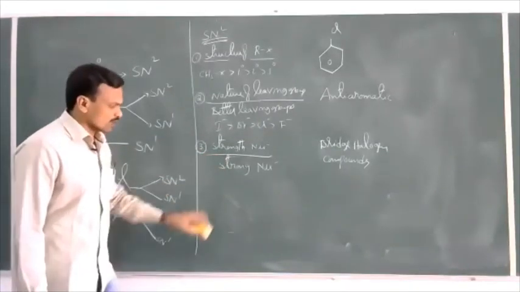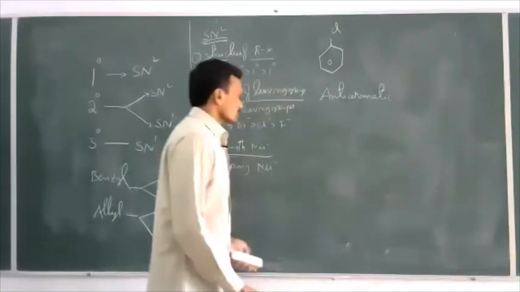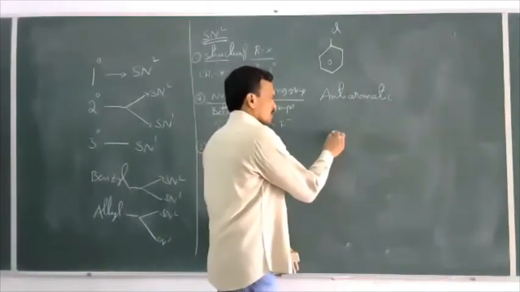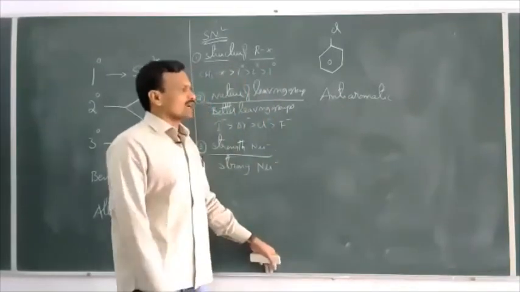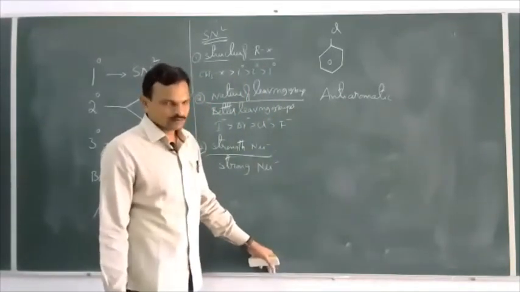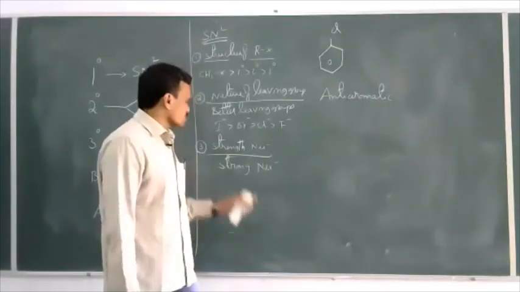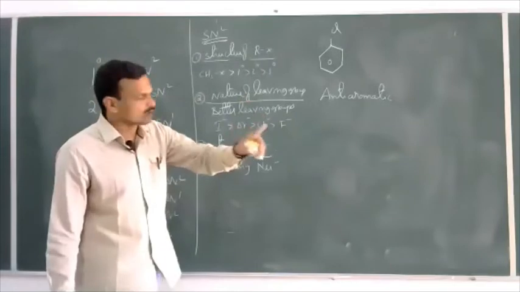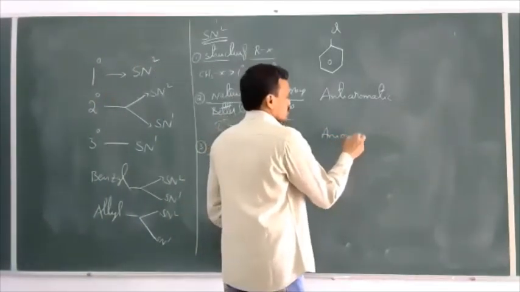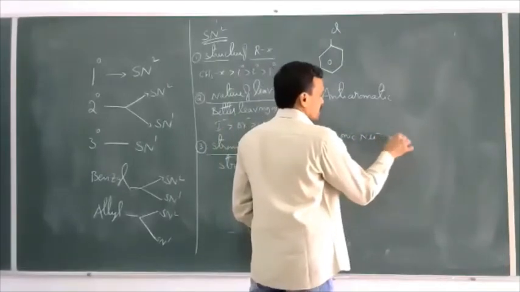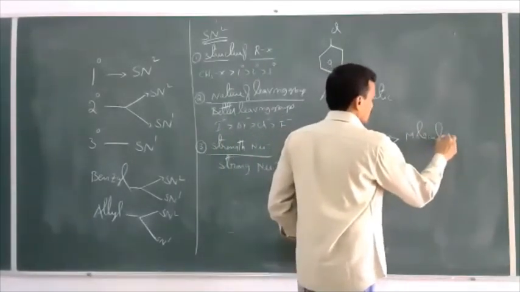Then what is a strong nucleophile? What is a weak nucleophile? If you take a molecule and the anion of the corresponding molecule, anionic nucleophiles are stronger nucleophiles compared to molecular nucleophiles. See here, so anionic nucleophile is stronger than the molecular nucleophile.